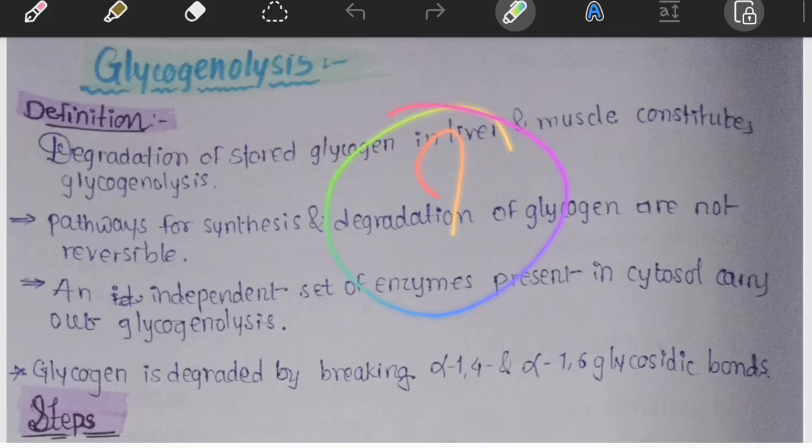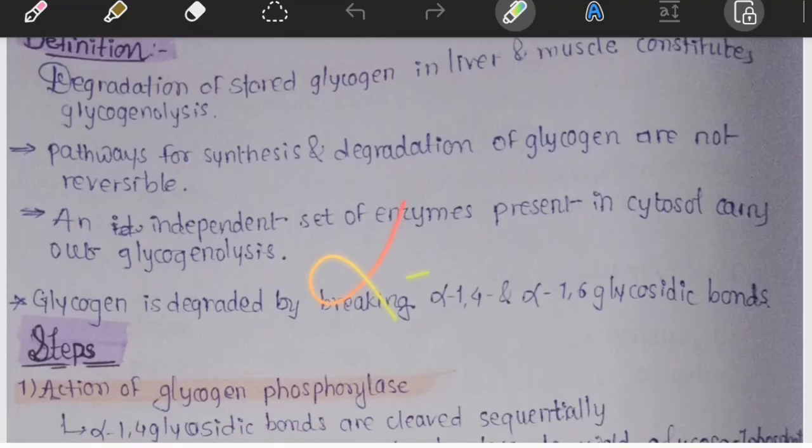Why? Because using separate enzymes allows the body to regulate synthesis and breakdown independently. This is a favorite viva question: glycogenesis and glycogenolysis are not reversible pathways. Remember the glycogen structure from part 1. It has alpha 1,4 and alpha 1,6 glycosidic bonds. Alpha 1,6 glycosidic bonds form the branches. Here both types of bonds must be removed.